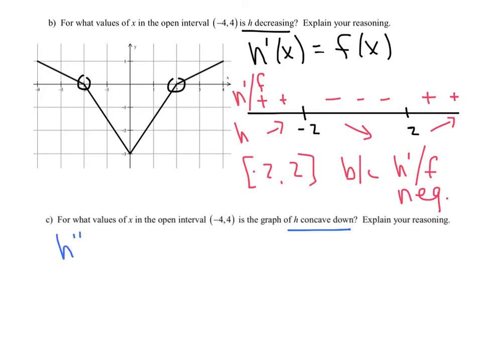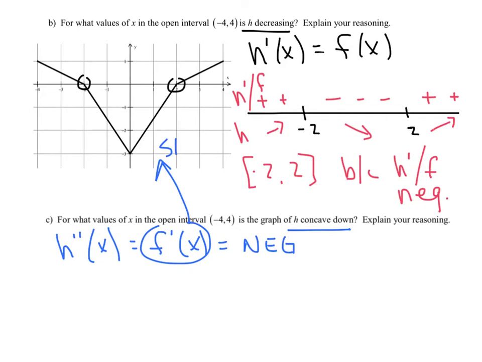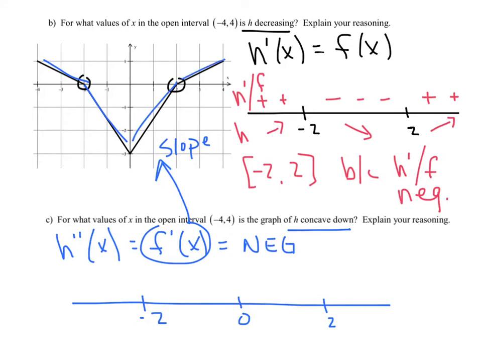So I know h double prime equals f prime, and as soon as they said concave down, I wanted those functions to be negative. So again, when I say f prime, I'm reading the slope of this picture up here, and I believe the slopes are negative, negative, and then positive, positive. So technically my sign chart is going to have 3 critical points where the derivative doesn't exist. Negative 2, 0, and positive 2. But the signs are going to be, like we said, negative, negative, and then positive, positive.